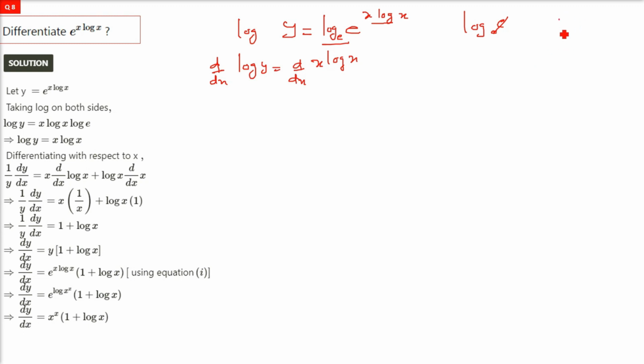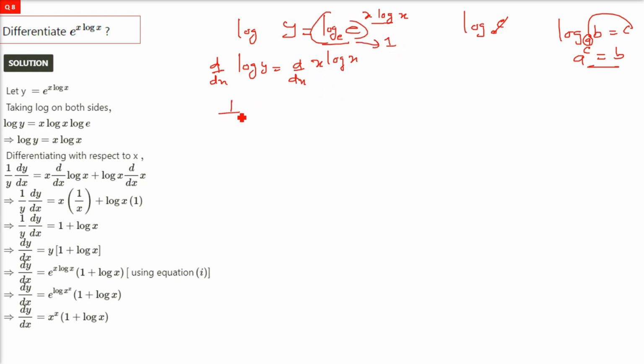Please remember, when you have log base a of b equals c, so a raised to the power c is b. If you understand this, you will understand all about logarithms. Alright? So exponential and log go hand in hand. So log e to the power 1 is e, that is why it will be 1. Log base e is 1.